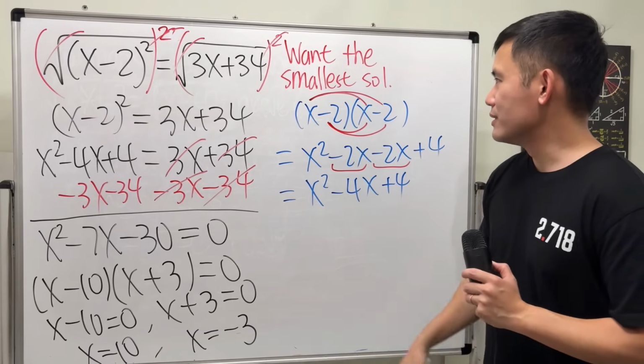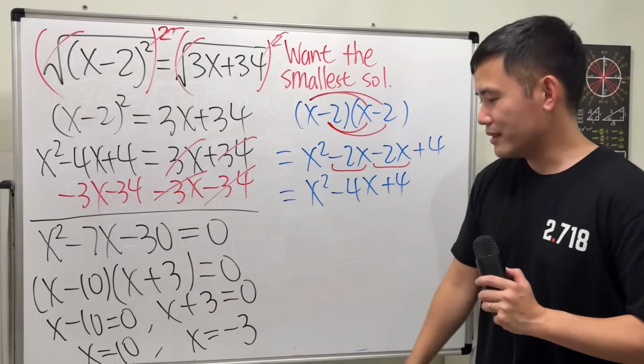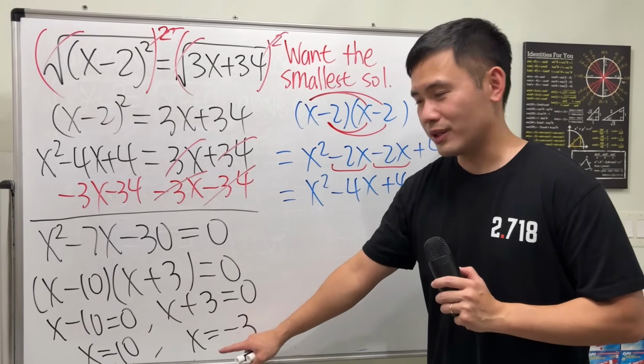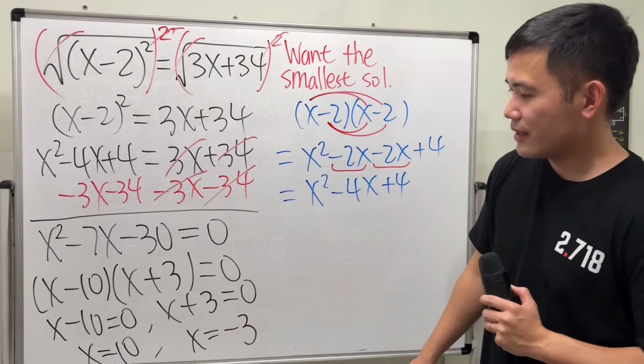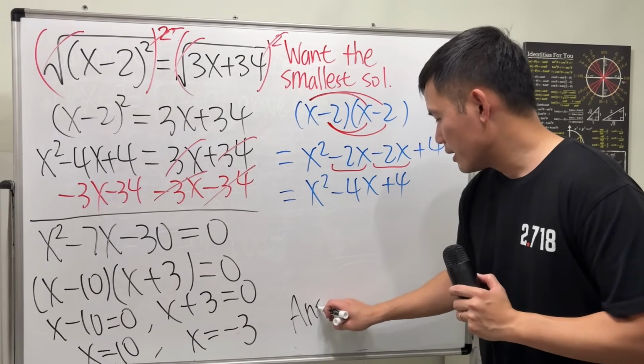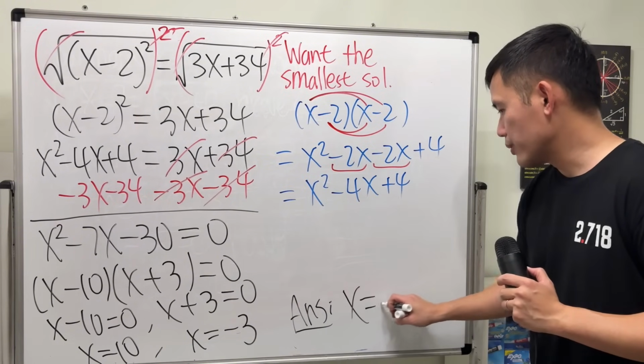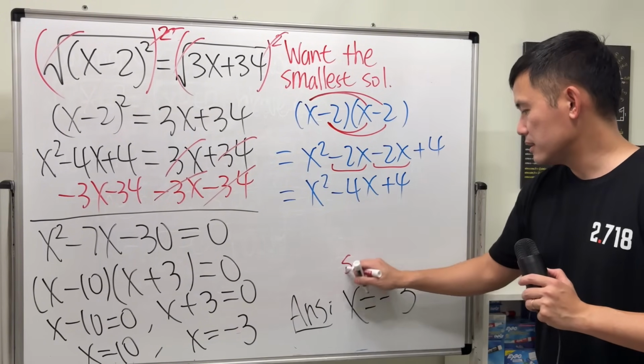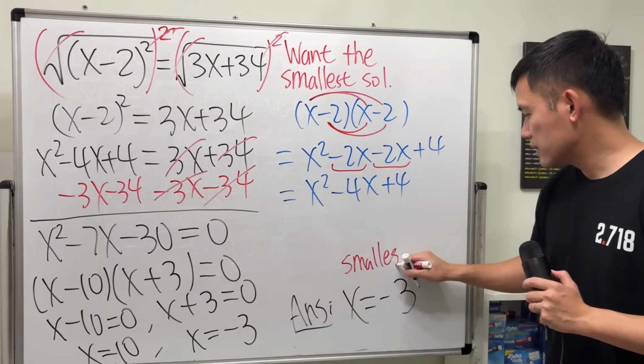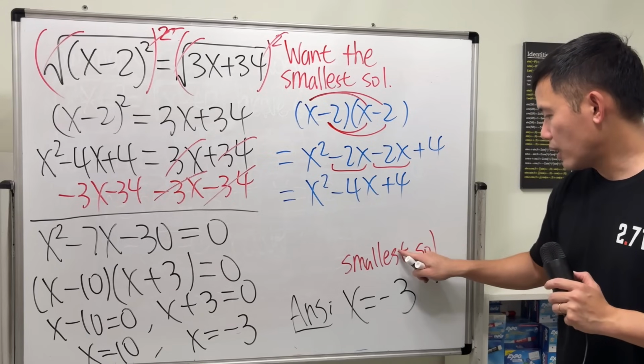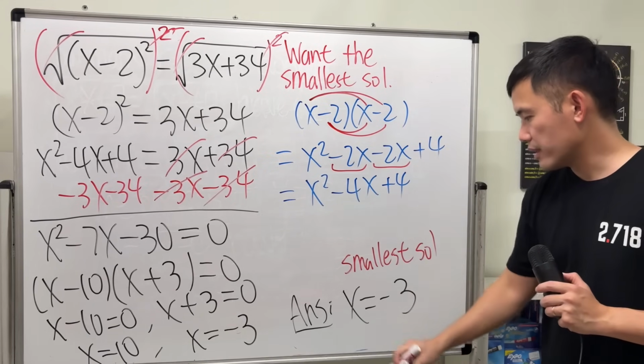So the final question is which one is the smaller solution? This one is the smallest solution because negative 3 is less than 10. So the answer is x is equal to negative 3, because this is the smallest solution to our equation.